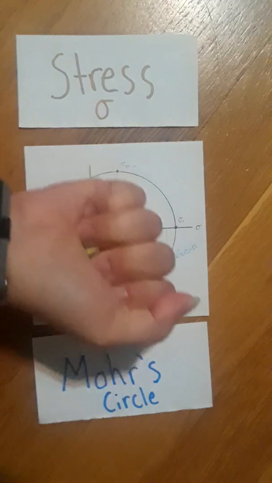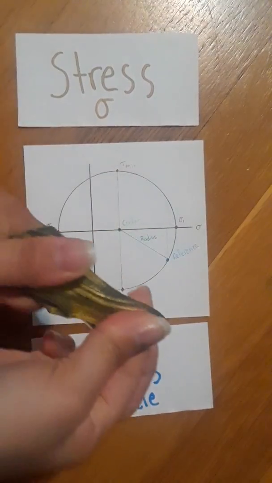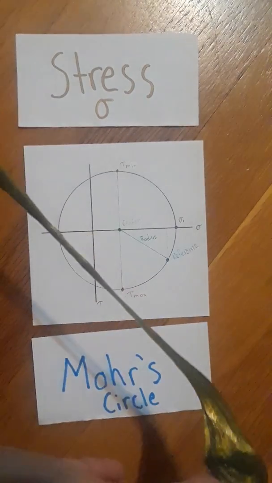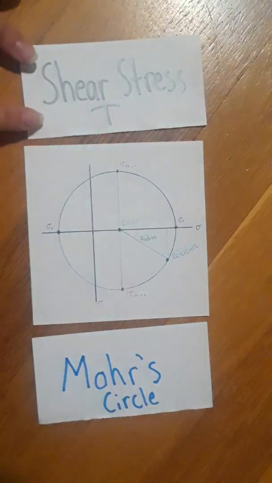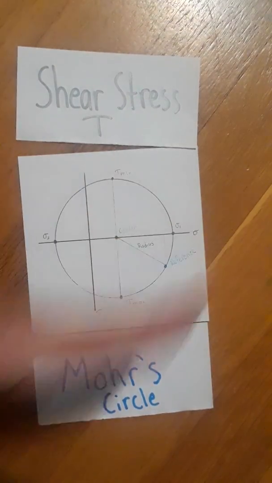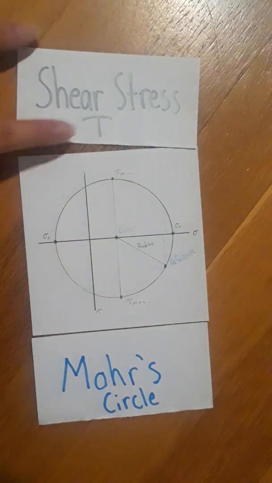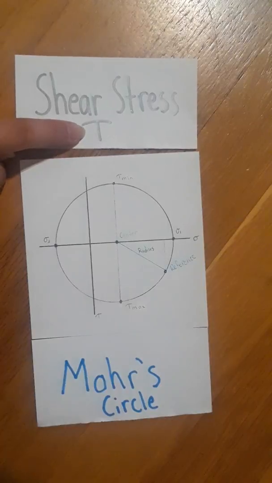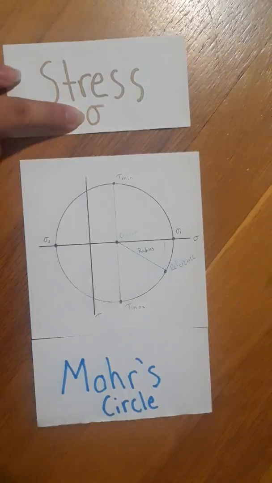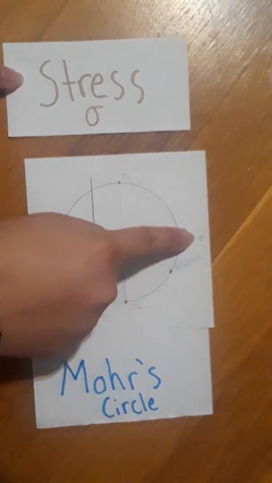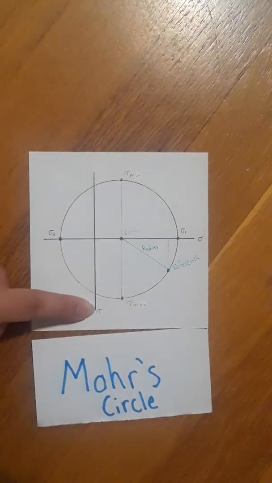So it could be compressive forces, which is basically when you push upon the object, or it could be tensile forces, when you're pulling on the object. The next thing you're going to want to know is shear stress. And so shear stress is the forces acting along the object surface. And so it's going to be represented by the Greek letter tau. And stress is going to be represented by the Greek letter sigma. And so sigma is going to be the x-axis, and tau is going to be the y-axis.